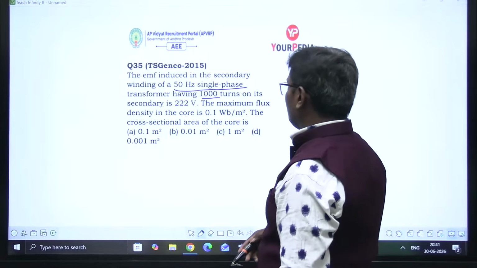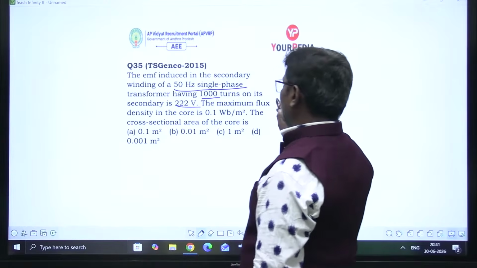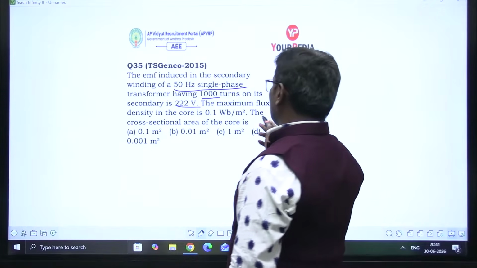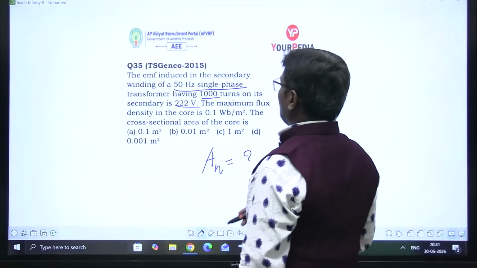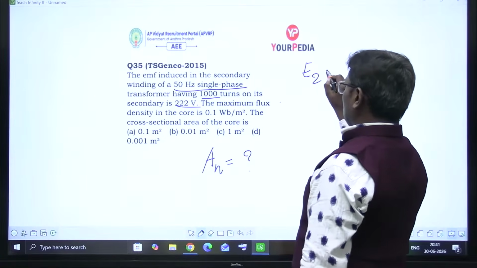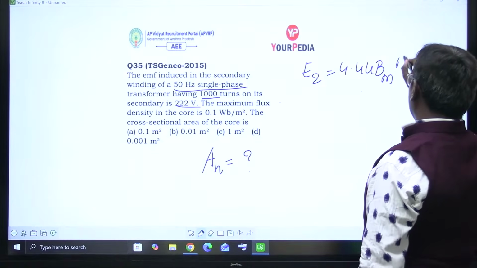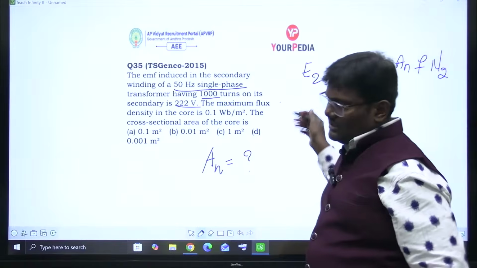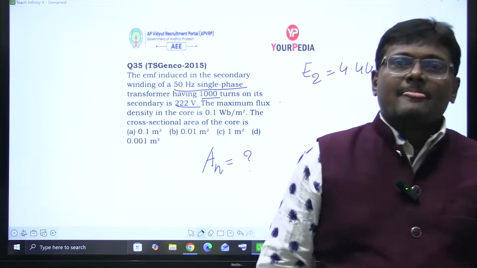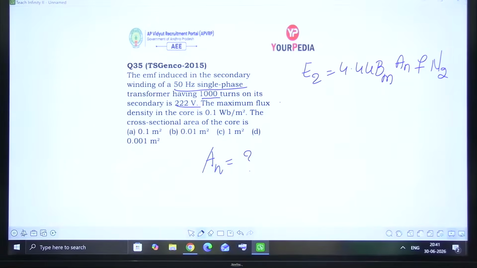Next, the EMF induced in the secondary winding of a 50 Hz single phase transformer having 1000 turns on its secondary is 222 volts. Maximum flux density is given. It is asking for the cross sectional area, where E2 is equal to 4.44 Bmax A N F into N2. I have written the formula. Solve it.